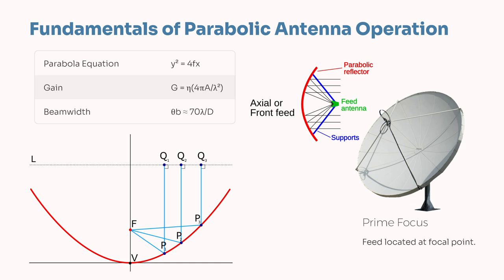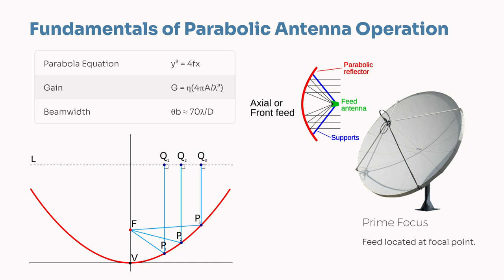Focal point. In the diagram, the focal point is marked in red. All rays that hit the parabolic reflector converge at this point after reflection. This point is where the feed antenna, often a horn or dipole, is placed. The feed antenna is responsible for collecting these focused signals and converting them into electrical signals for further processing.